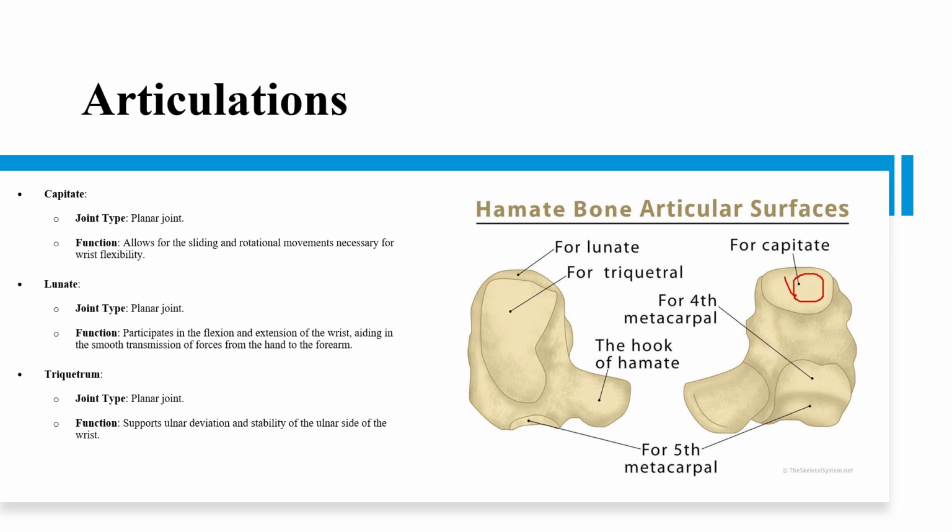It also forms a joint with the lunate, which is also a plane joint, and provides the movement of flexion and extension of the wrist, as well as smooth transmission and distribution of forces among the carpal bones and from the carpals to the hand and forearm. The triquetrum also forms a plane joint, and its function is to support ulnar deviation and stability of the ulnar side of the wrist.